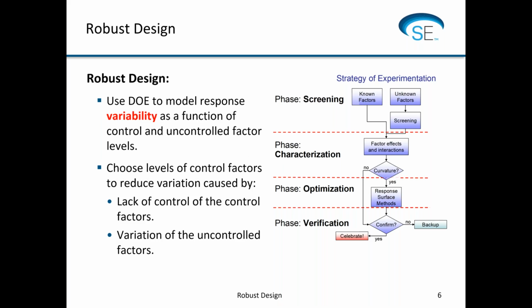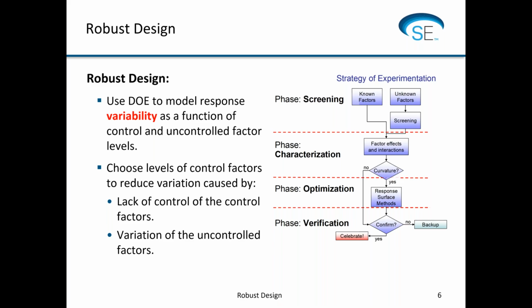Robust design goes a step beyond functional design in that we also consider as a response the variability. And the variability of the output can be considered as a function of both the controlled factors, the factors you're controlling in your experiment, and uncontrolled factors. Those might be environmental factors or other things you can't control that contribute to the variability in the input. And the idea behind robust design is we want to choose the level of these control factors, not only to achieve our target as we did in functional design, we still want to do the functional design, but we also want to choose levels of the control factors that reduce variation in the output.